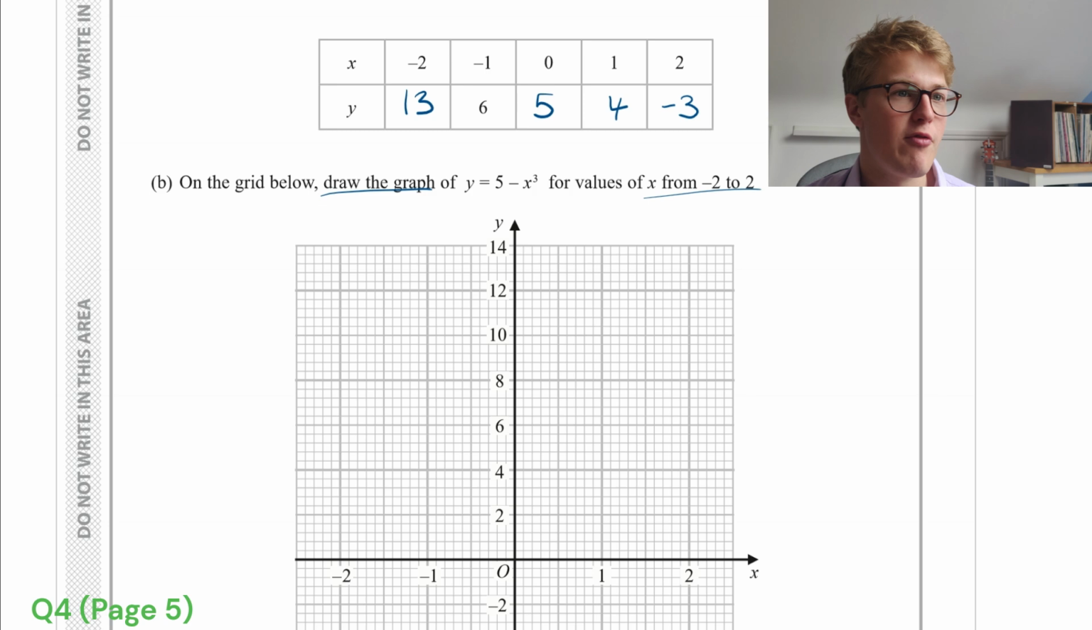On the grid below, draw the graph of y equals 5 minus x cubed for values of x from minus 2 to 2.